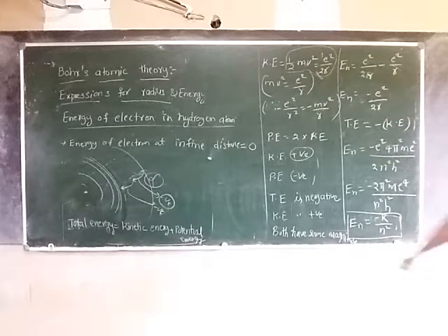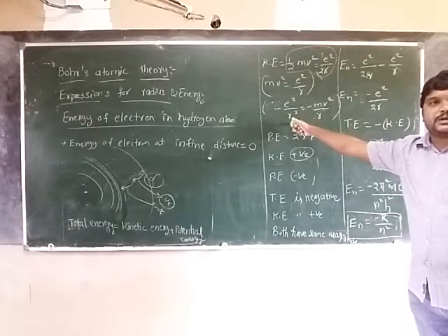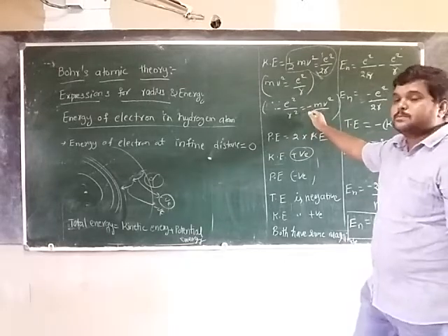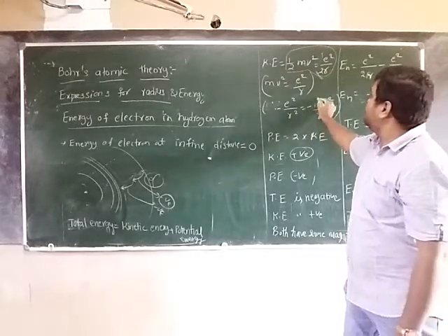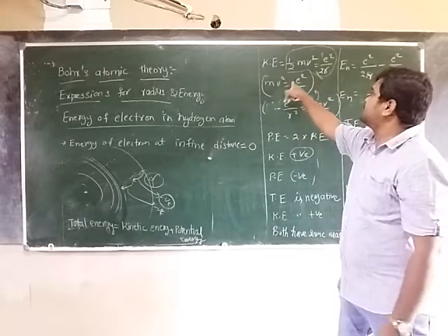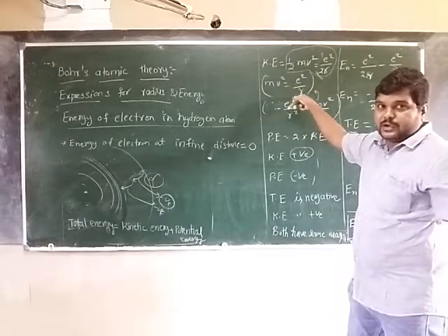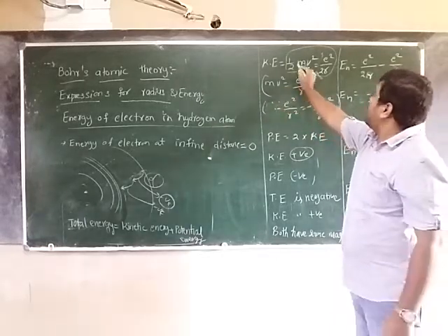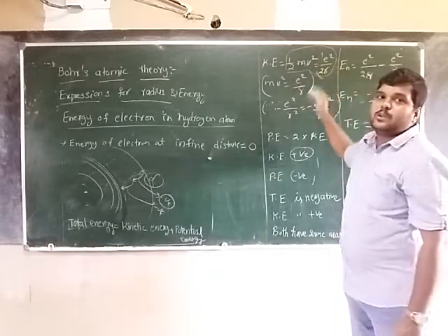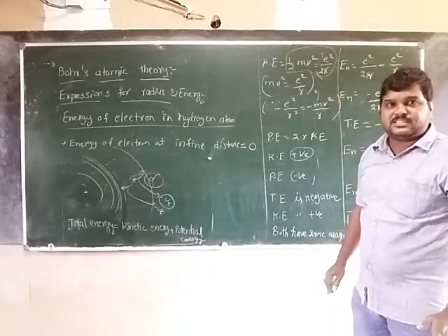Centripetal force is e square by r square. Centrifugal force is mv square by r. Equating these, we get mv square is equal to e square by r. We have done this one. So half mv square is equal to half e square by r. That is the kinetic energy.